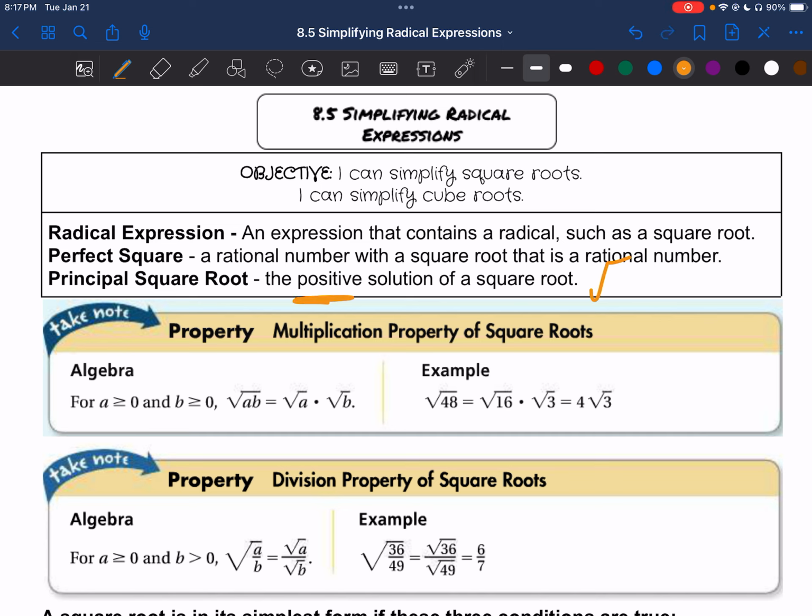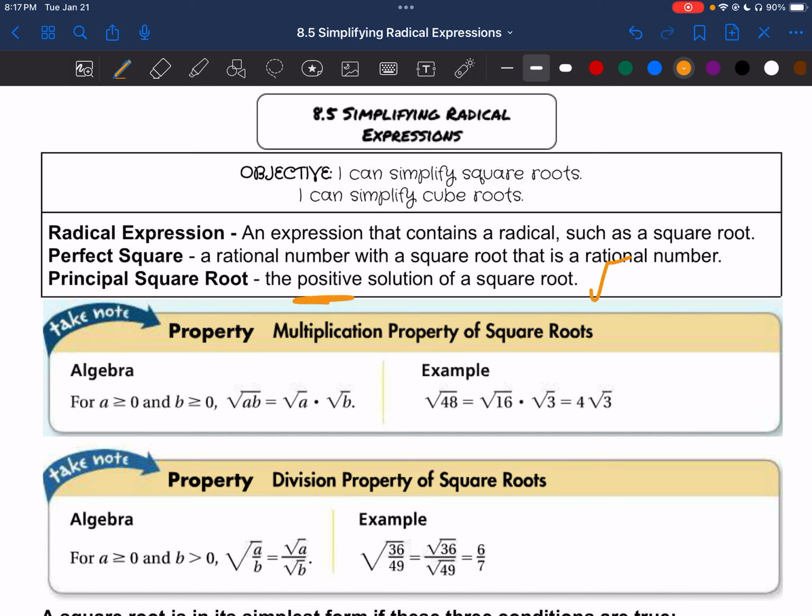The division property of square roots works exactly the same way. If we have a fraction underneath our radical symbol, we can separate it into two separate radicals, and we can treat each one individually when it comes to simplifying. So the square root of 36 over 49. The square root of 36 is 6, the square root of 49 is 7, so that reduces to just 6 over 7.